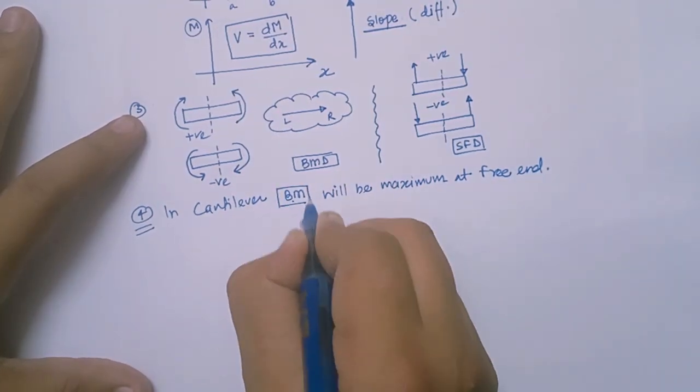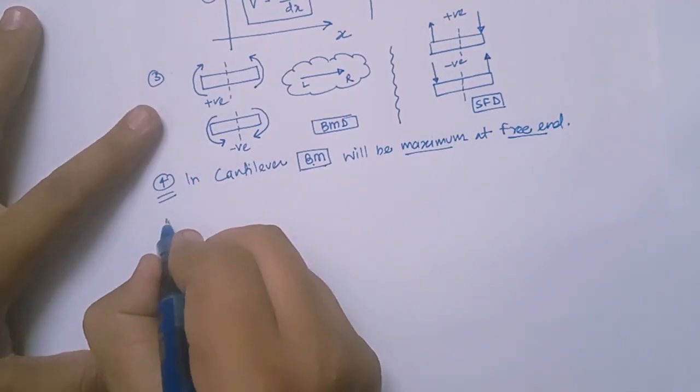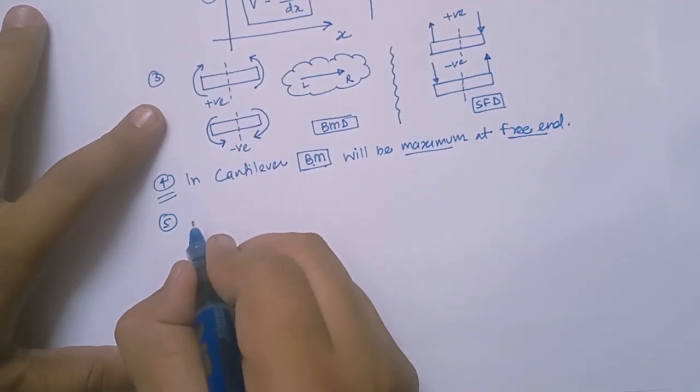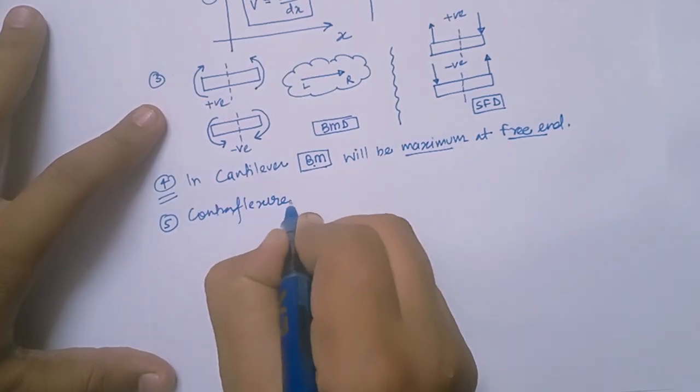Right? So you don't want to calculate, just remember this: bending moment will be maximum at the fixed end. Right? Next, contraflexural point. Contraflexural point.